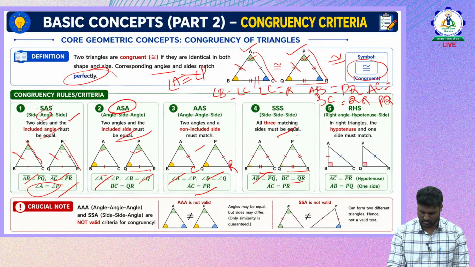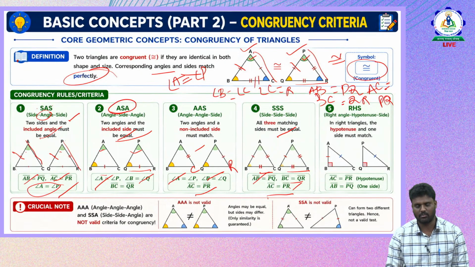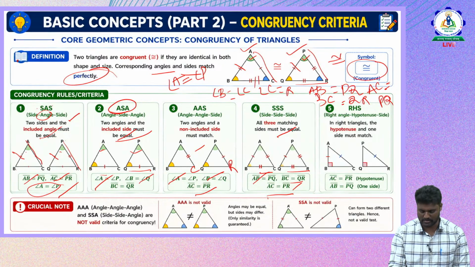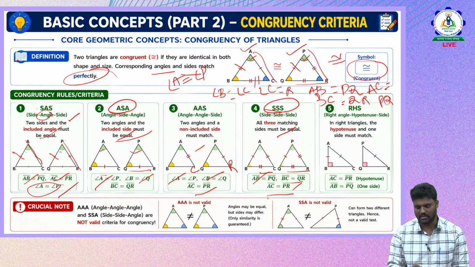Then AC is equal to PR. When we match both the triangles, AC corresponds to PR. In this kind of situation we say that both the triangles are congruent triangles based on the criteria of side, side and side.